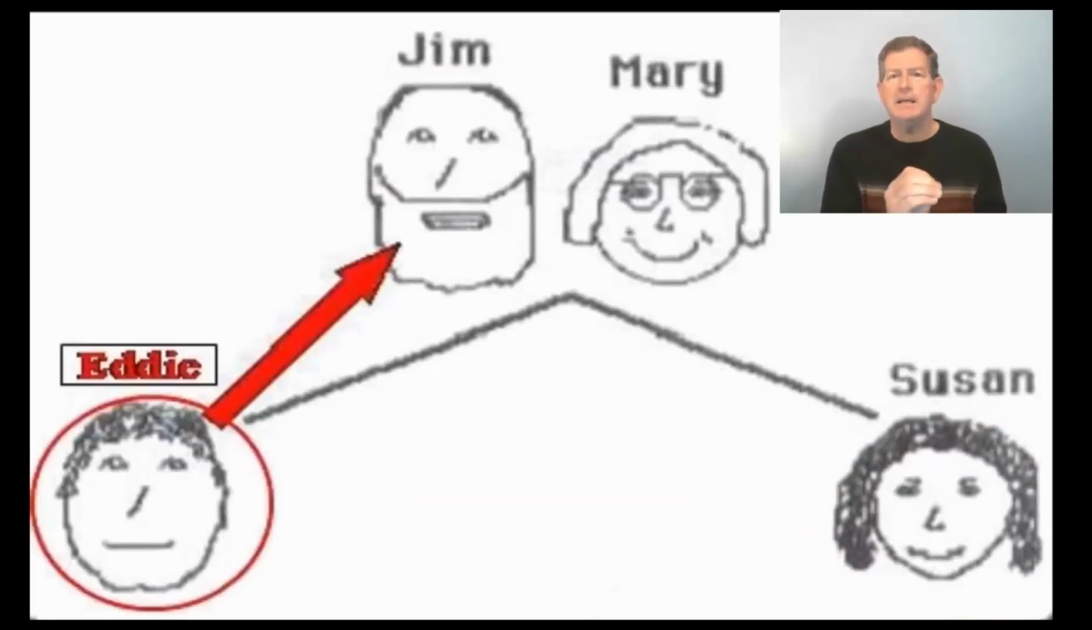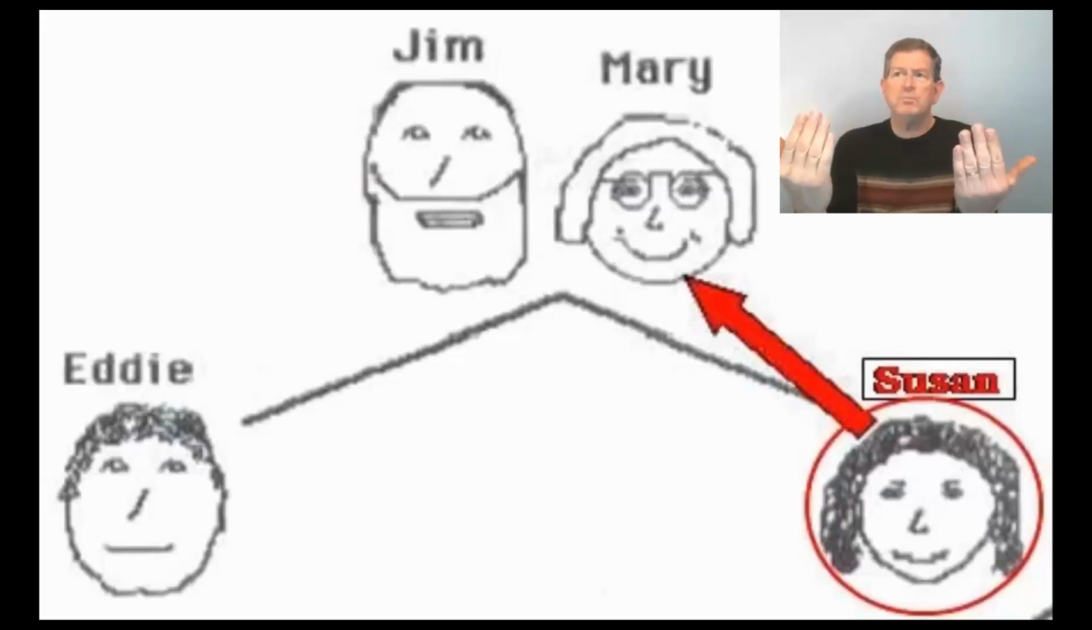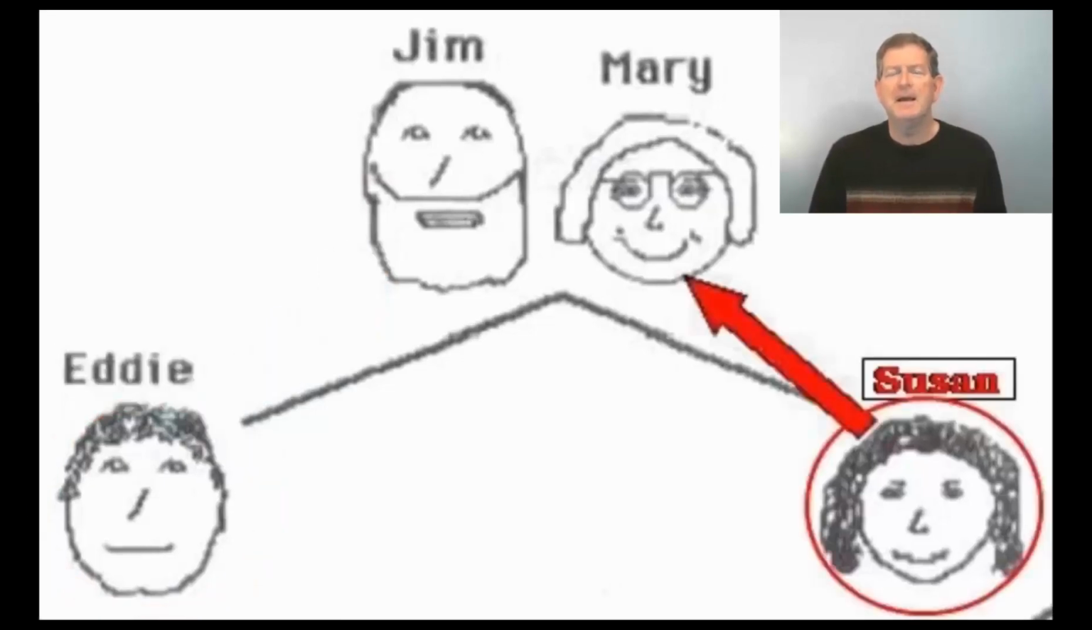Okay, good. Now, what is their relationship to their parents? Eddie is Jim's son. Okay? And he is Mary's son. Also, he's Mary's son. Susan is Mary's daughter. Okay? Or she is Jim's daughter. She's Jim's daughter. Repeat. Son. Daughter.